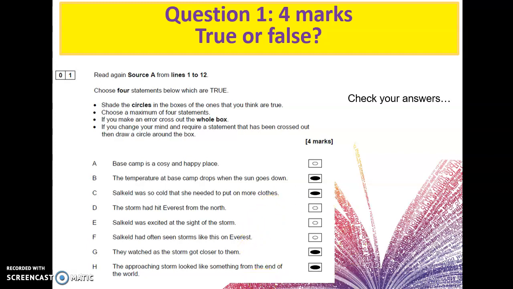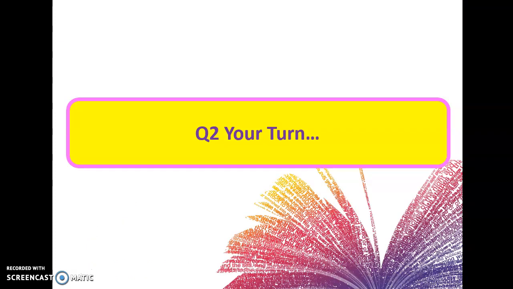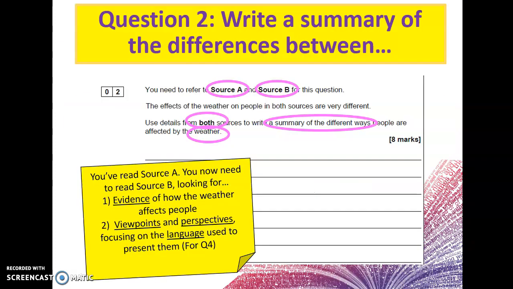Now that you've done question 1, we're going to have a look at question 2. Now this question asks you to write a summary of the differences between sources A and B. This question happens to ask you about difference, but some of them do ask you about similarity as well, so always check that wording really carefully. You can see that the difference you're looking for here is about how the weather affects people differently. So you need to refer to source A and source B for this question. The effects of the weather on people in both sources are very different. Use details, so you're going to need quotations here, from both sources to write a summary of the different ways people are affected by the weather.